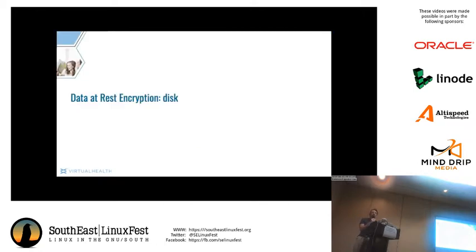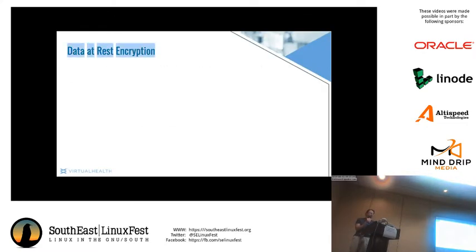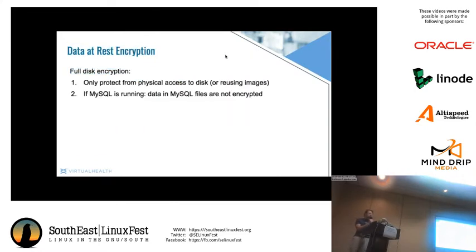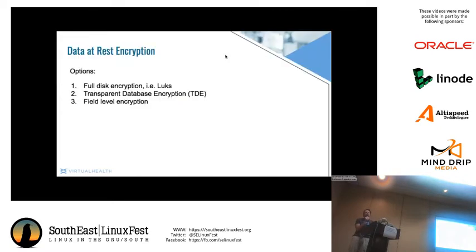So the next topic is data at rest encryption. What data at rest encryption is: how we protect bytes written to disk. And there are three options available. And this is not only for MySQL, it's just for databases in general. So we can do full disk encryption and can use LUKS or anything else. We can use what is called transparent database encryption, or TDE. And then finally, we can identify all the fields that need to be encrypted and encrypt those fields. This is what I call field-level encryption.